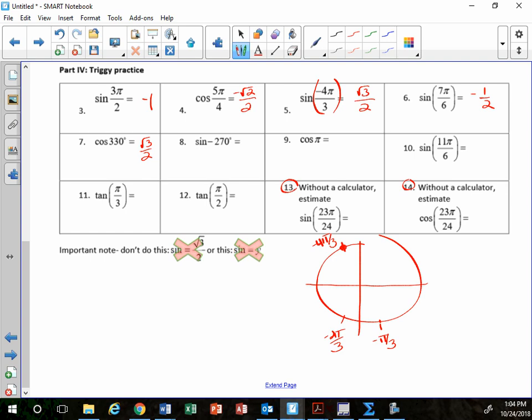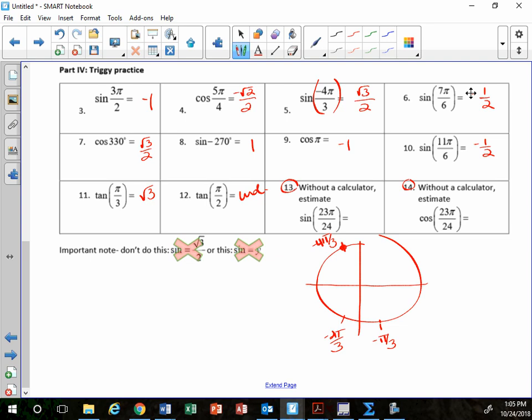Sine of negative 270. 1. Cosine of pi. Sine of 11 pi over 6. Tangent of pi over 3. Tangent of pi over 2. Alright, say undefined for me, okay? Yep, definitely do undefined. You can abbreviate it, that's fine. Don't give me the no solution symbol though, say undefined, because it's dividing by 0, that's the issue, okay?